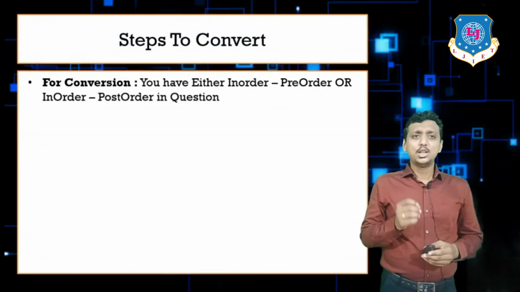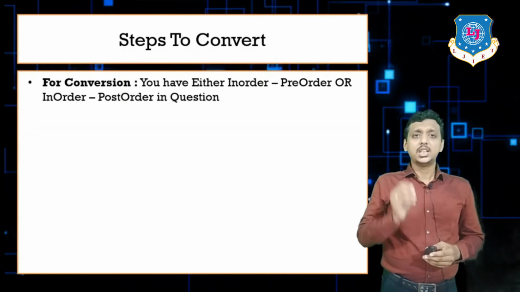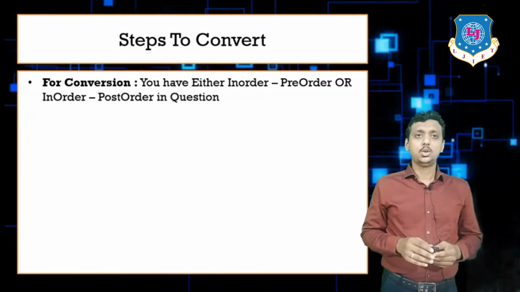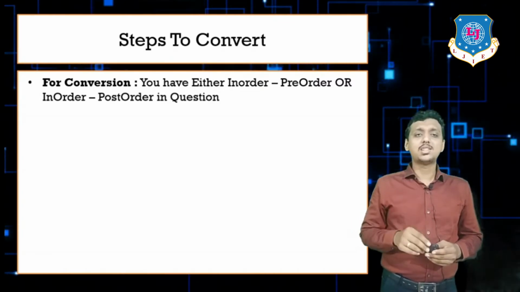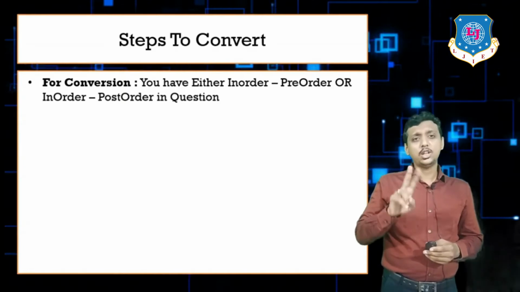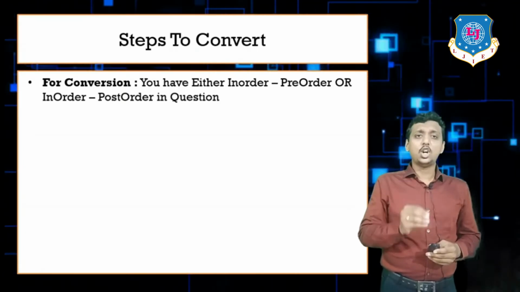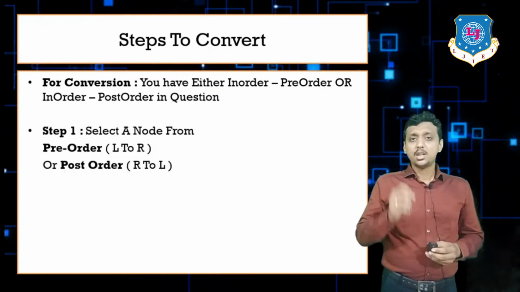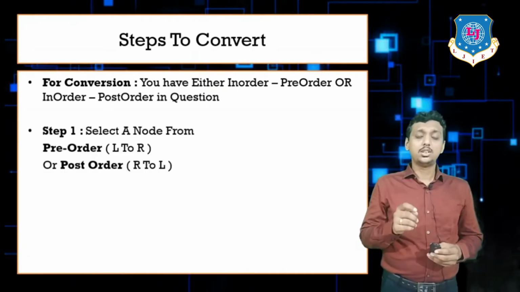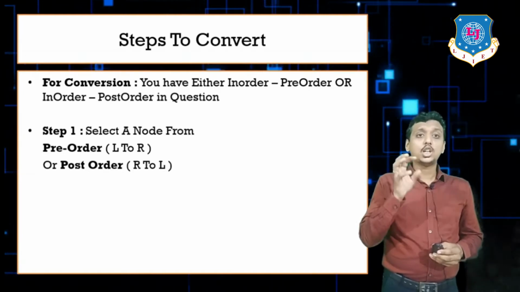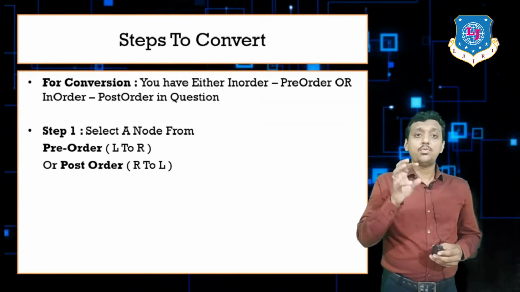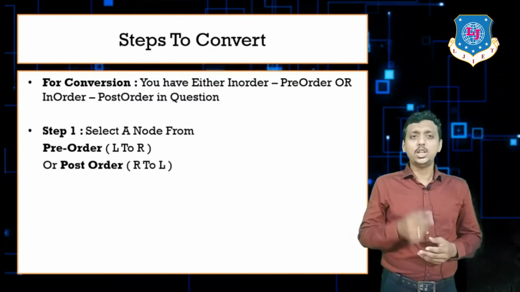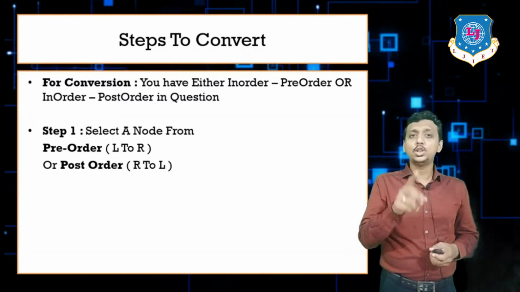Step number 1 is that you are given an in-order, pre-order pair or an in-order, post-order pair in your question. Okay, so you have a pair of two traversal orders, either in-order and pre-order or in-order and post-order. Fine. Next, students, you need to select a node. That means you need to select a root node from which you begin your tree. So the first step is to select a node, and you can select it from either the pre-order or post-order traversal.